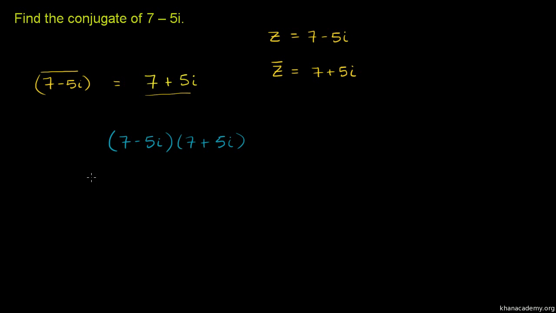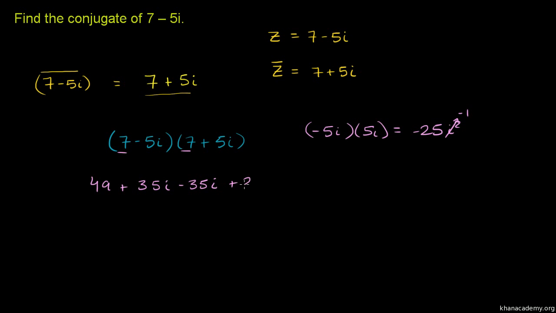So you'd have 7 times 7, which is 49. 7 times 5i, which is 35i. Then you have negative 5i times 7, which is negative 35i. You can see the imaginary part is canceling out. Then you have negative 5i times positive 5i. Well, that's negative 25i squared. And remember, i squared is negative 1. Negative 5i times 5i is negative 25 times i squared. i squared is negative 1. So negative 25 times negative 1 is positive 25.